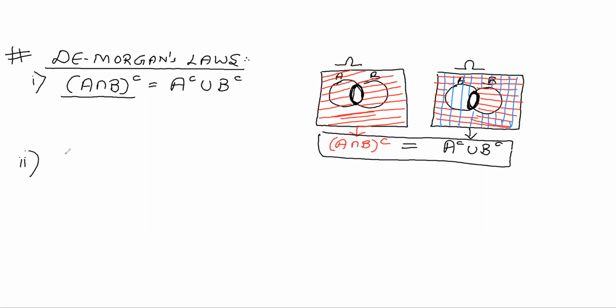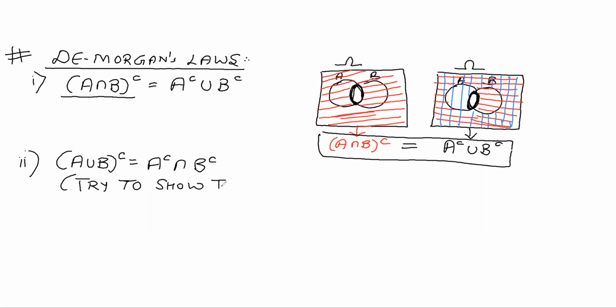And the second De Morgan's law: the complement of A union B is A complement intersection B complement. Try to show this using a Venn diagram at home. I have done one for you, one you will try at home.